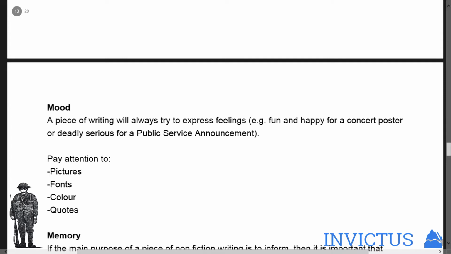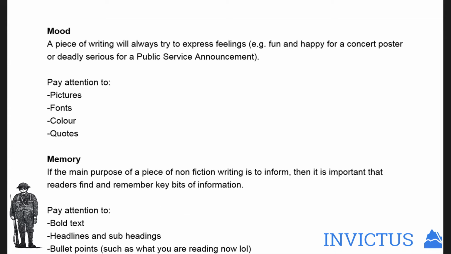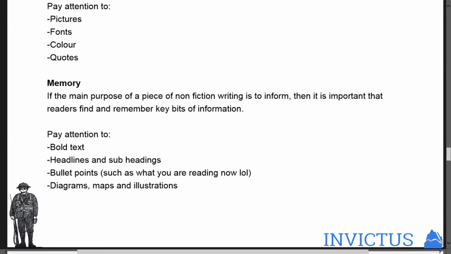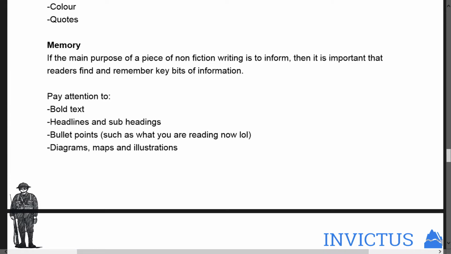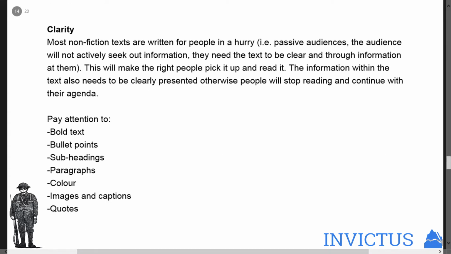So there are three main reasons. Mood. A piece of writing will always try to express feelings. So pay attention to the following: pictures, fonts, color, and quotes, because you want to create a certain kind of mood. Like a happy mood for a concert, deadly serious for a public service announcement, or something like that. Memory. You guys should still remember the KFC one, right? It's big, it's bold, it's not colorful, but you get the gist. It's nice, nicely crisp details, bullet points. It's got the big pictures, so it just fits the bill.